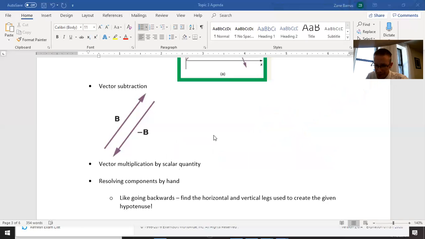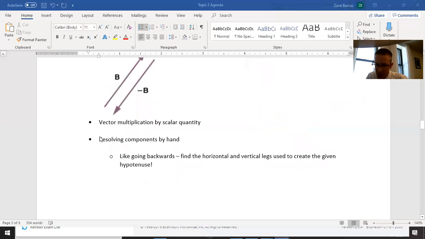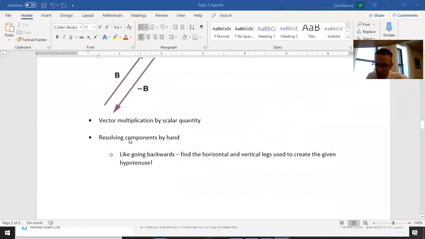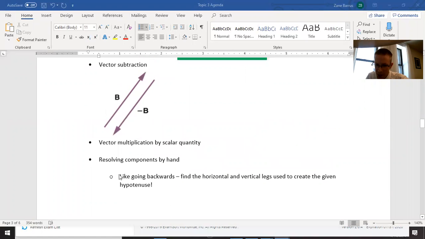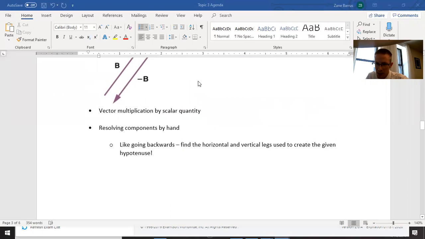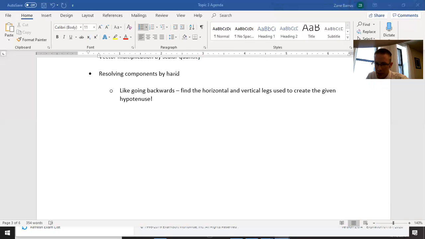Let's keep going. Okay, this last bullet point for this section, it's really just me kind of beating a dead horse. I already talked to you about resolving components. Resolving components is just like going backwards. If you have a vector, let's say here's your vector. If you want to resolve components, your x and your y components that is, all you got to do is just figure out, hey, what's my horizontal distance that I'm traveling? That's my x component.